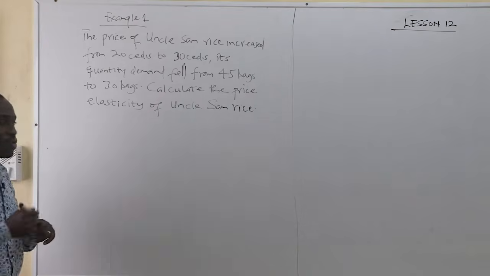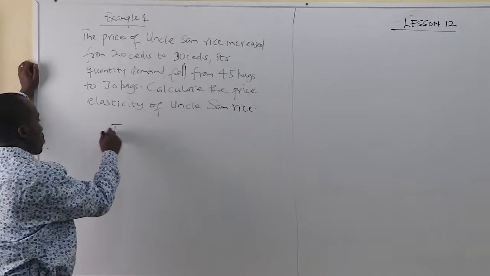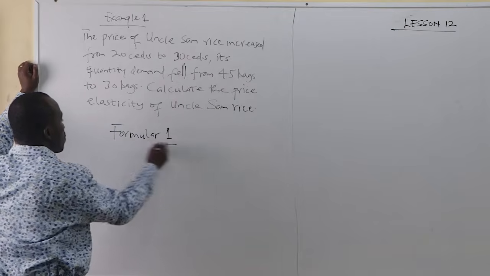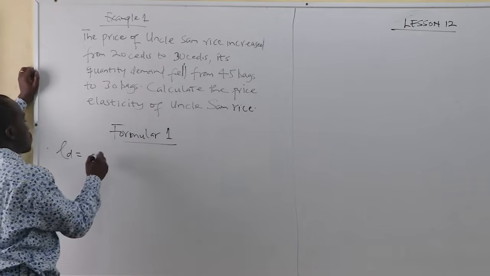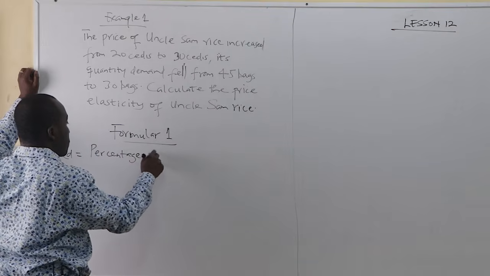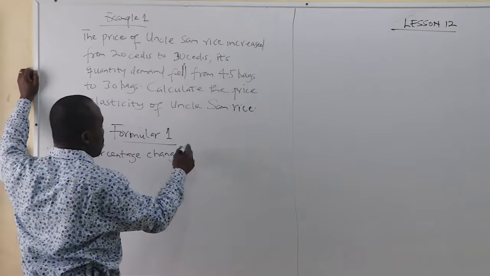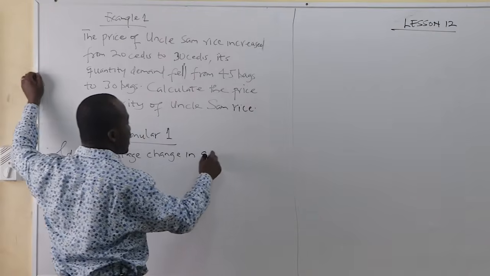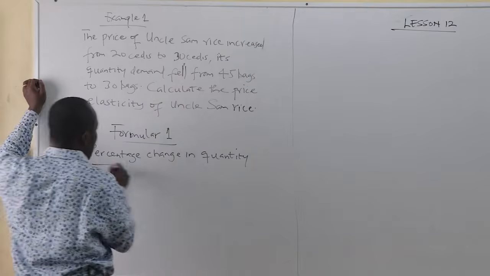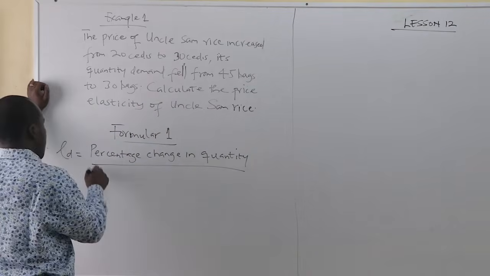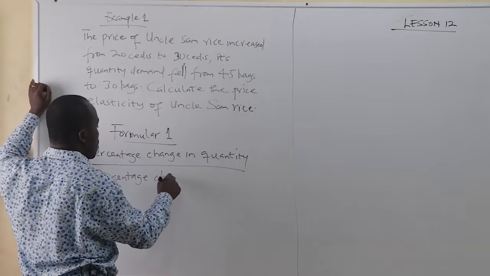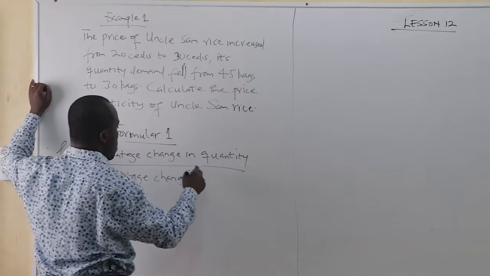I gave you two formulas. Let's go to formula 1. In formula 1, the elasticity of demand is equal to the percentage change in quantity demanded divided by the percentage change in price.